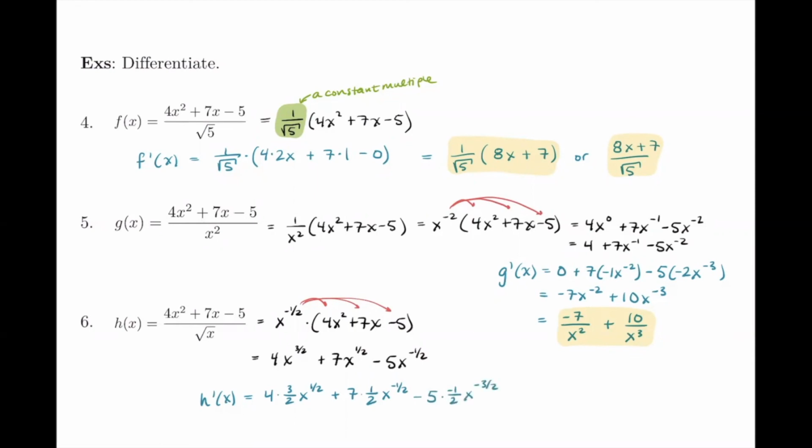Now let's just clean this up a little bit. 4 times 3 halves, we can cancel out the 2 in the denominator here with a 2 from the 4. That will give us 6x to the 1 half. 7 times 1 half, can't do much there except just maybe write that as 7 halves. And maybe we should bring that x to the negative 1 half down into the denominator. Then we will multiply 5 and negative 1 half, which will give us positive 5 halves. And then we can also bring that x down into the denominator and make its exponent positive. So in the end, we will have 6x to the 1 half plus 7 over 2x to the 1 half plus 5 over 2x to the 3 halves.